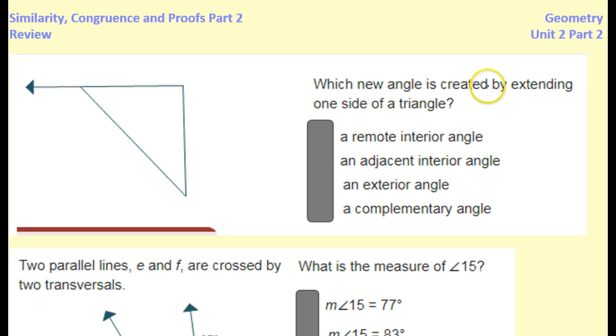What new angle is created by extending one side of a triangle? See how they've taken a triangle and they've extended it? We had these three interior angles, but by extending one side of the triangle, we get something called an exterior angle. There it is right there, an exterior angle. This is the answer. That's all there is to it.